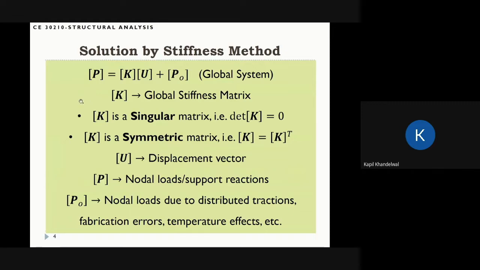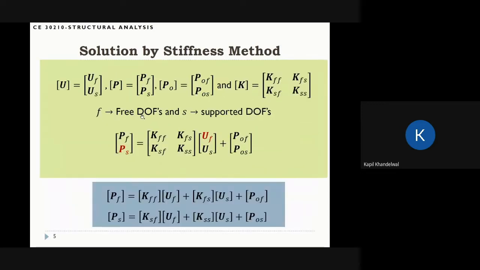Anyways, once we build the system, building the system means you have to figure out what is the K, what is the P0, and what are the given nodal loads, and then we can solve the system. And we always try to solve the system by partitioning it. So partitioning means that we can split the U into free degrees of freedom and the supported degrees of freedom, where the subscript F means it's a free degree of freedom, S means it's a supported degree of freedom. And similarly, we can partition P also into PF and PS. So PF is given to us, PS is the support reaction.